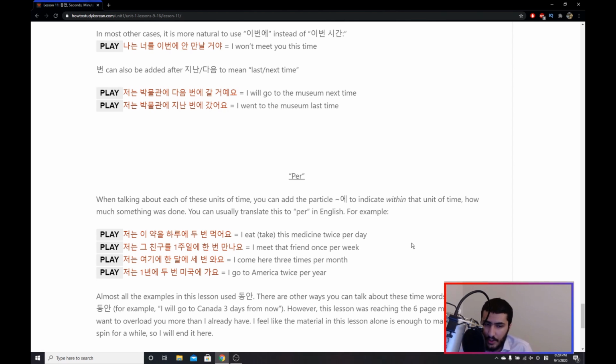So, for example, 저는 이 약을 하루에, remember, 하루 is 1 day, 2번 먹어요, twice. So in English, I would say, I take this medicine twice a day. In Korean, this medicine, in 1 day, I eat it twice. Or I take it in English, right? They just say eat.